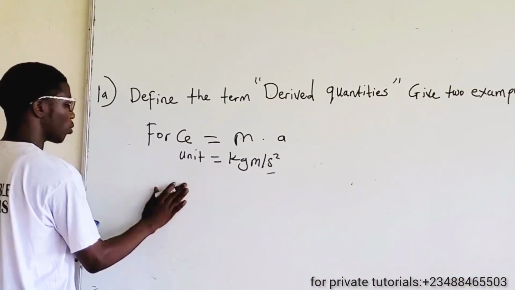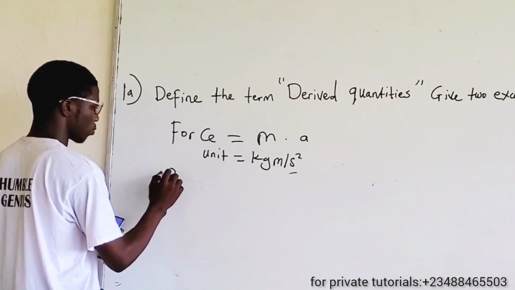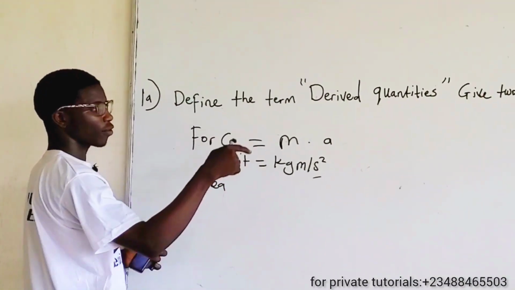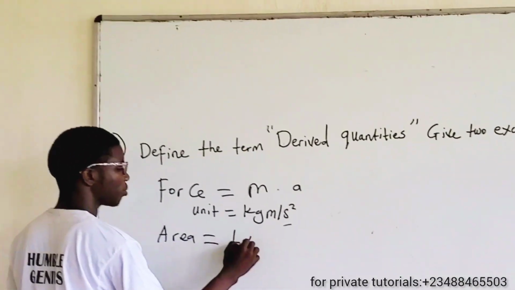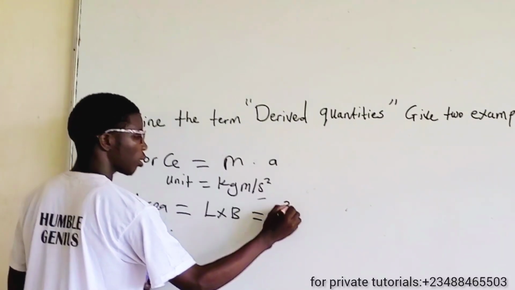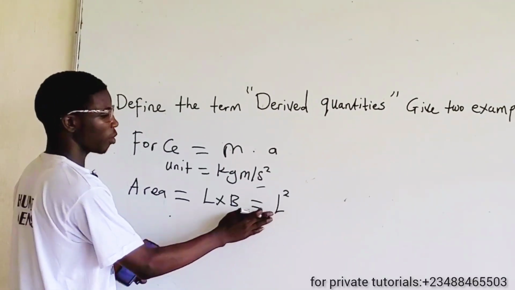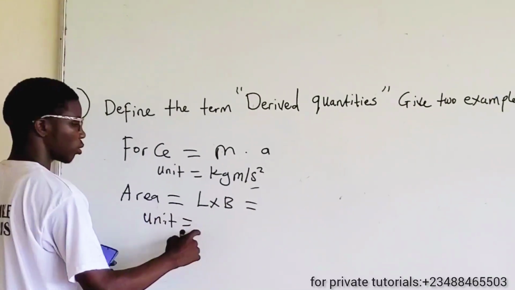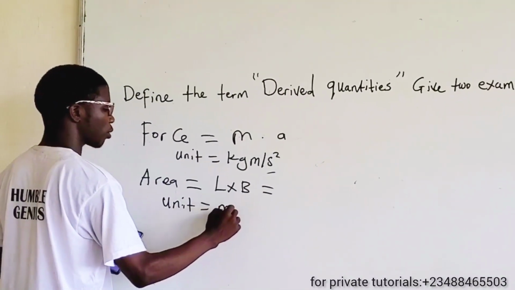Okay, you can also give them another quantity. Area. Area is a derived quantity. So area is length times breadth, and the dimension for area is simply L squared. But let's not go into much detail. So the unit is what? This is meter, so that's meter square.